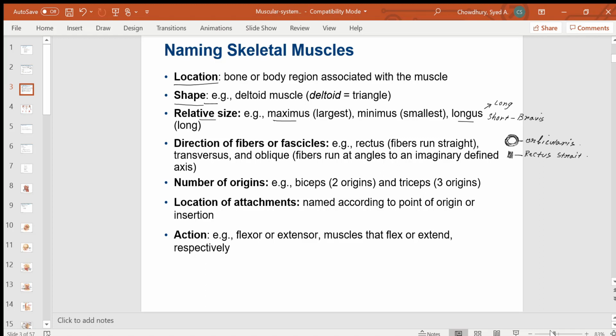Okay. Oblique, external oblique, internal oblique in your abdomen. So the fibers are not straight, not transverse, but oblique like this. So this is oblique.